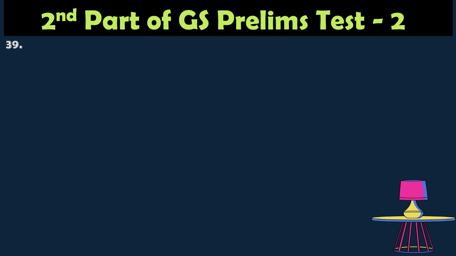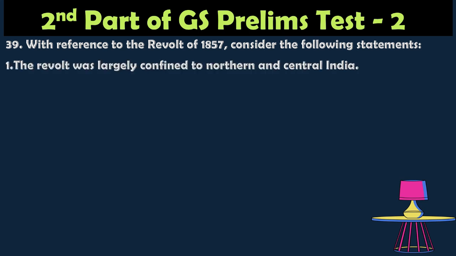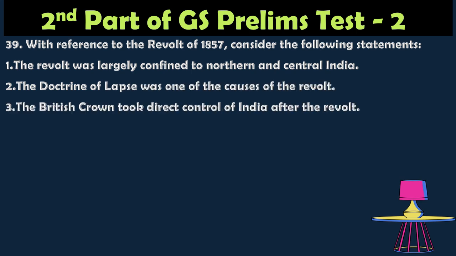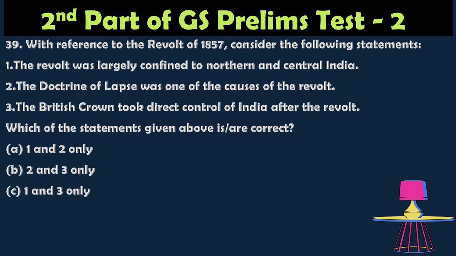Question number 39. With reference to the revolt of 1857, consider the following statements. One, the revolt was largely confined to northern and central India. Two, the doctrine of lapse was one of the causes of the revolt. Three, the British crown took direct control of India after the revolt. Which of the statements given is correct? Option A, 1 and 2. Option B, 2 and 3 only. Option C, 1 and 3 only. Option D, 1, 2 and 3.